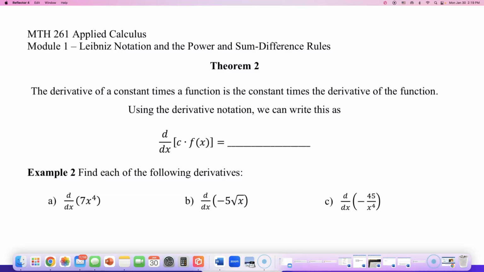The derivative of a constant times a function is the constant times the derivative of the function. So basically, if you have a function of the form c, that's a constant, times a function f of x, you can just pull out that c in the front, that number in the front, and multiply it by the derivative of f of x. Okay, so I'll show you some examples.